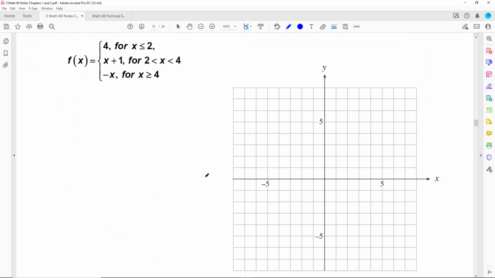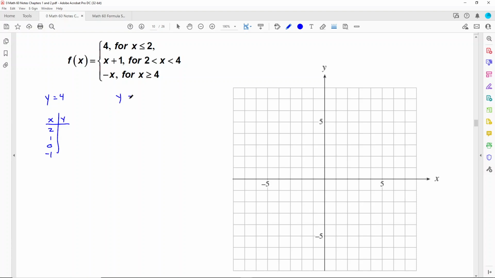All right, next page. So this one has 3 pieces, right? But I'd love for you to give it a go. So pause the video and see if you can graph this piecewise, piece by piece. My hint to you is make your table of values. So my first one is y equals 4 for any value less than or equal to 2. So 2, 1, 0, negative 1.